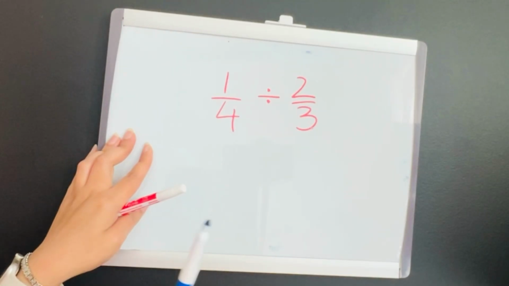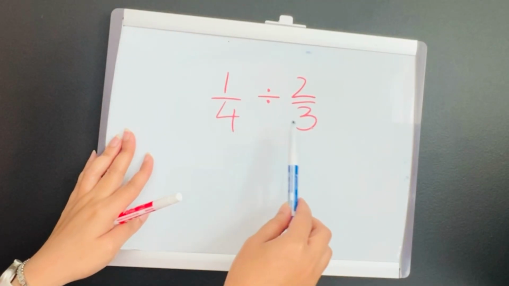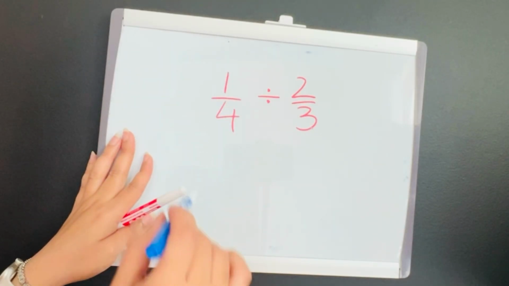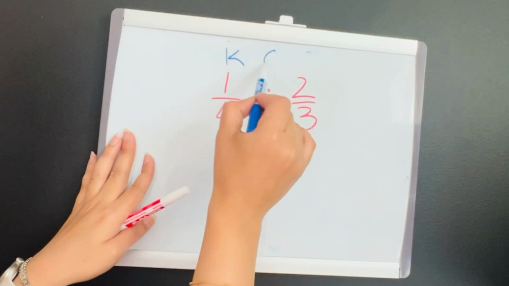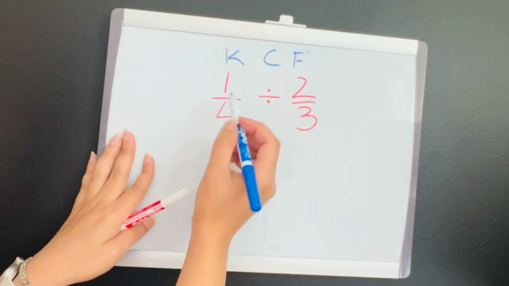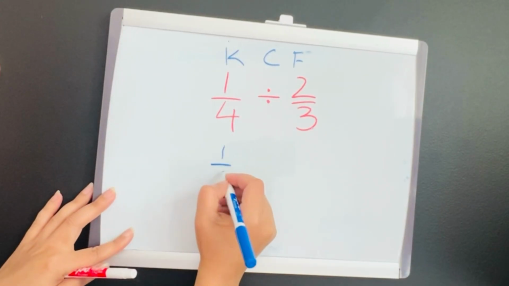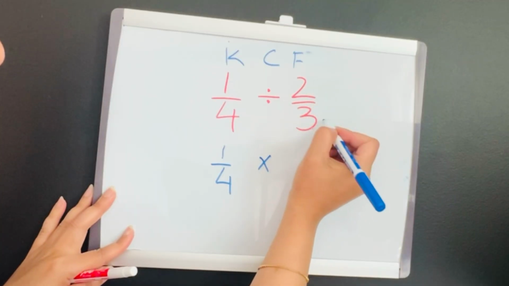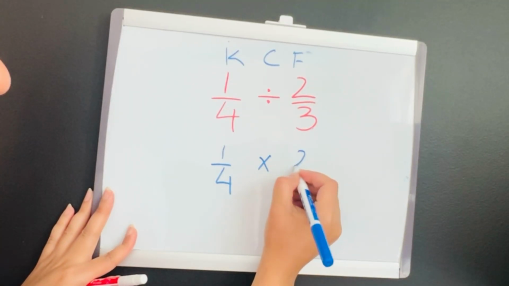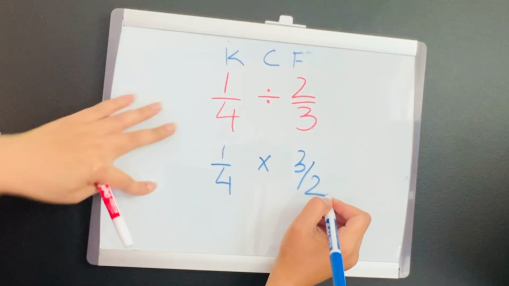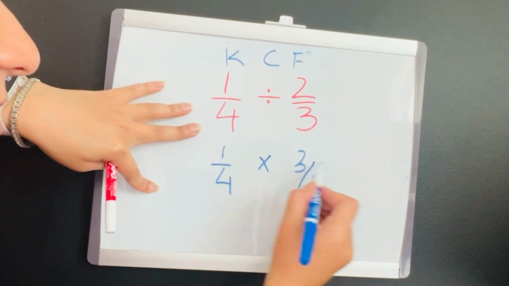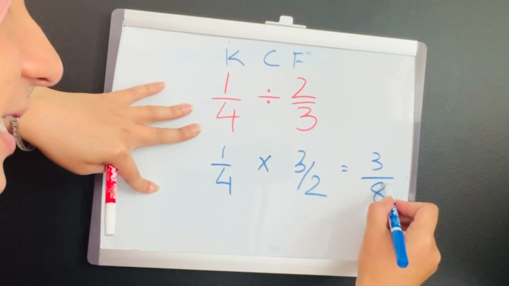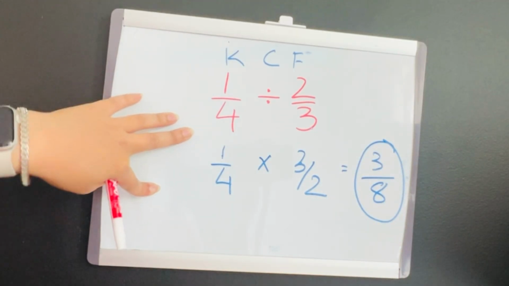Now let's look at another example where we are dividing a fraction by a fraction. Even though there are 2 fractions involved, the rule will remain the same. Keep, change, and flip. You keep the first number as it is, you change the sign to multiplication, and you flip the last fraction, you reciprocate it, right? So the answer will be 1 times 3 is 3 and 4 times 2 is 8. 3/8 would be the answer.